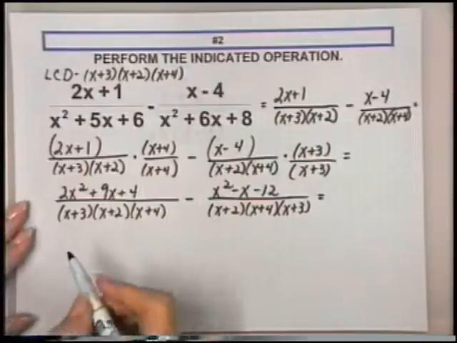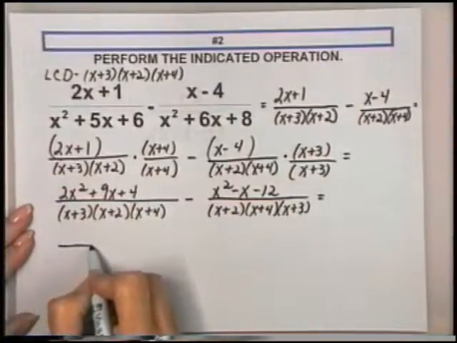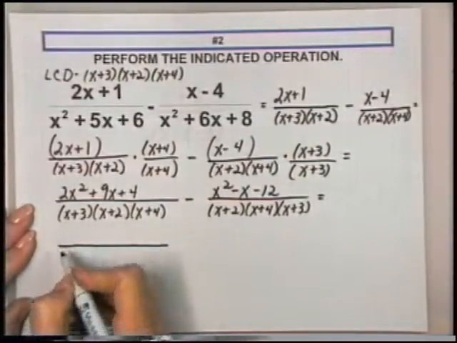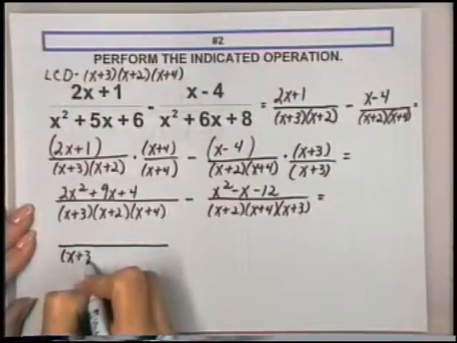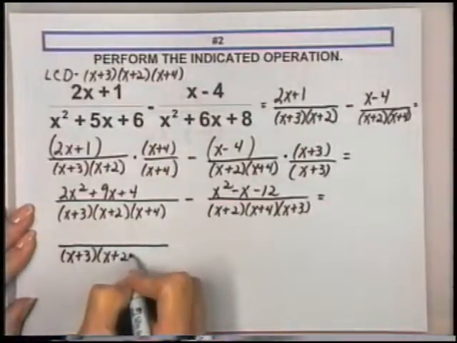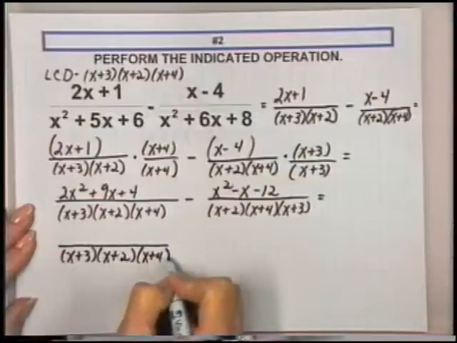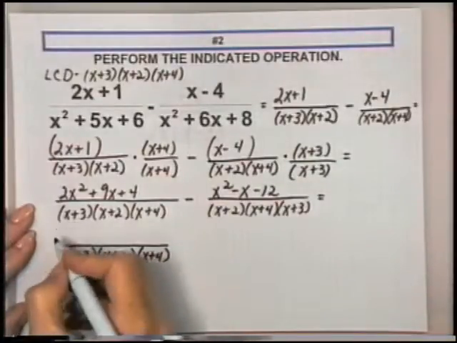My denominators are now the same. The factors are in different order, but they are the same. So I may combine my numerators. I will write my denominator, which is the LCD.